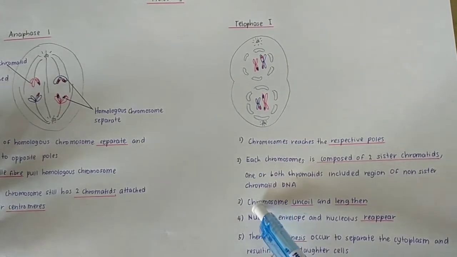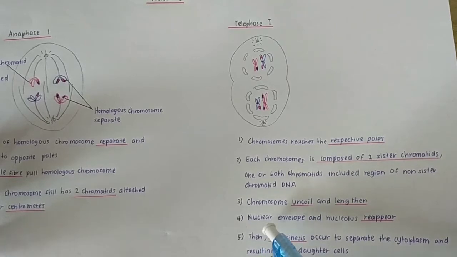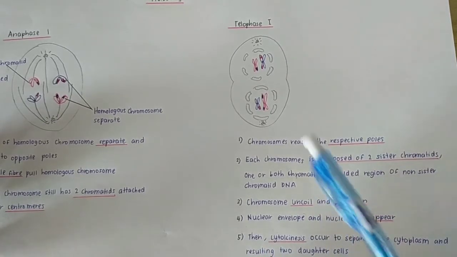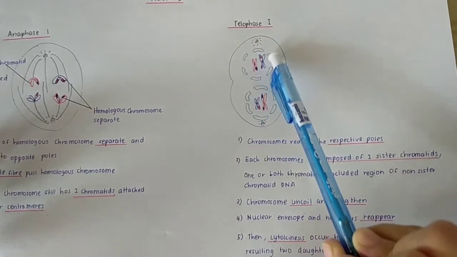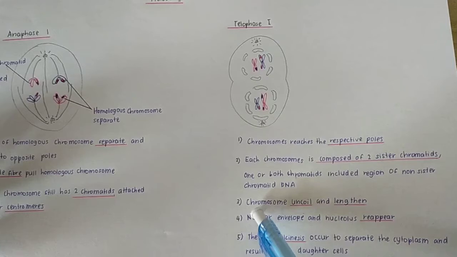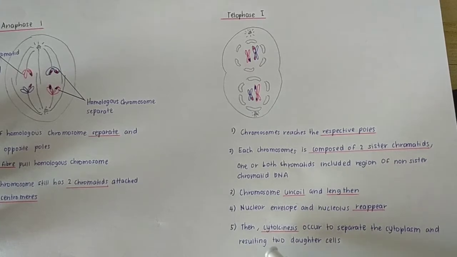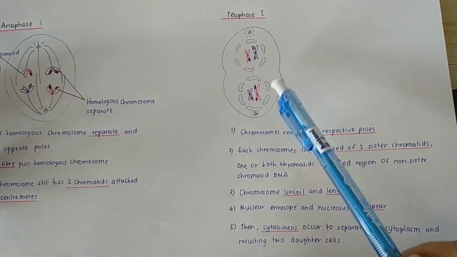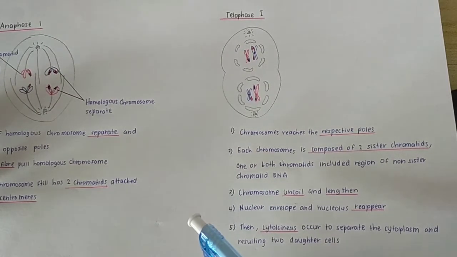And then what happened to the chromosome? Chromosome uncoil and lengthen. Okay, and then the nuclear envelope and nucleolus reappear. So if you look at this one, okay, akan terhasilnya semula, okay, ataupun terbentuknya semula nuclear envelope and also nucleolus. Okay, and then cytokinesis occur to separate the cytoplasm and resulting to daughter cell. So right after telophase 1 is already complete, so the process is continue with cytokinesis.